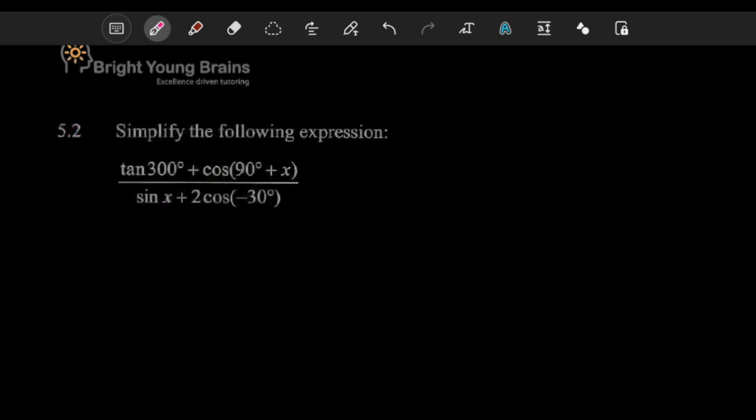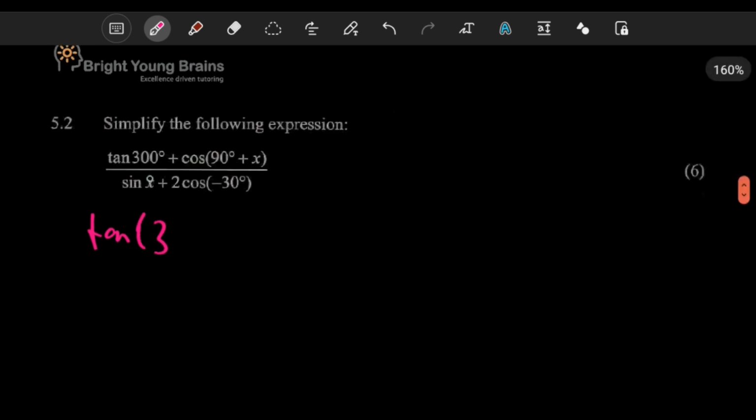But 5.2 says we should simplify the following expression. Simplifying this expression, we're going to use our reduction formula and all that. Using your reduction formula, we can just rewrite 300 as 360 minus 60. Always try and rewrite your expressions based on the closest special angle. So 360 is the closest one.